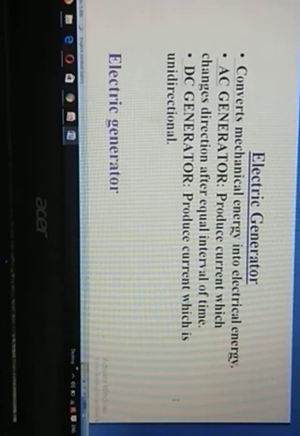Now, a very important topic of this chapter is the electric generator. What is an electric generator? A device used to convert mechanical energy into electrical energy is known as an electric generator. There are two types of generators, AC generators and DC generators. An AC generator produces current which changes direction after equal intervals of time, and a DC generator produces current which is unidirectional.